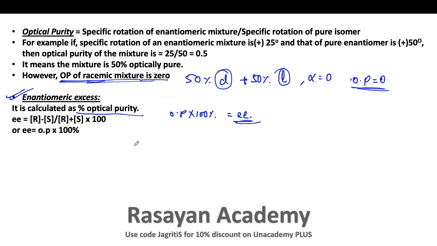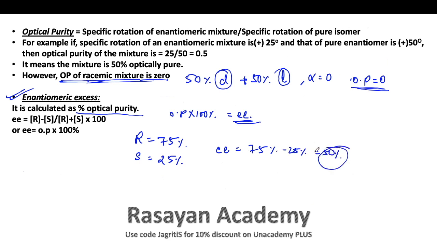And there is one more formula. Let's say a question is telling you that you have your R enantiomer as 75% and your S enantiomer as 25%. What is the enantiomeric excess in percentages? You can just directly find out here: 75% minus 25%, that is 50%. So this was too easy.